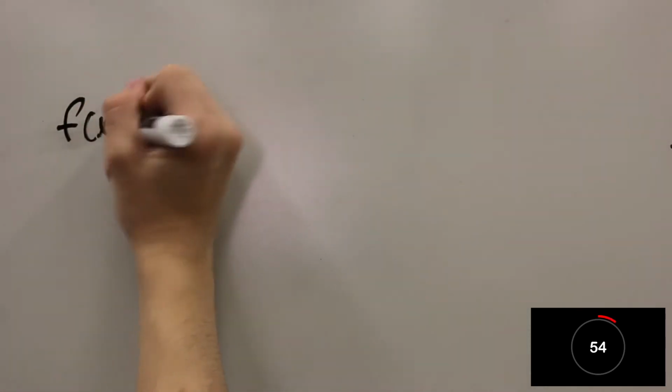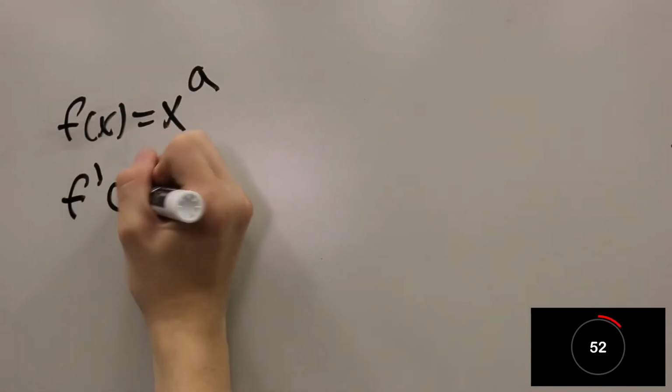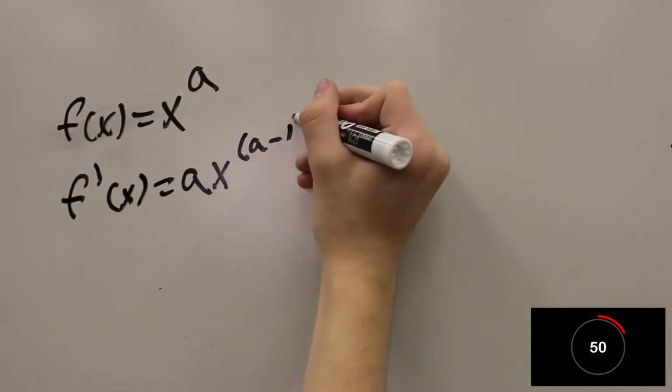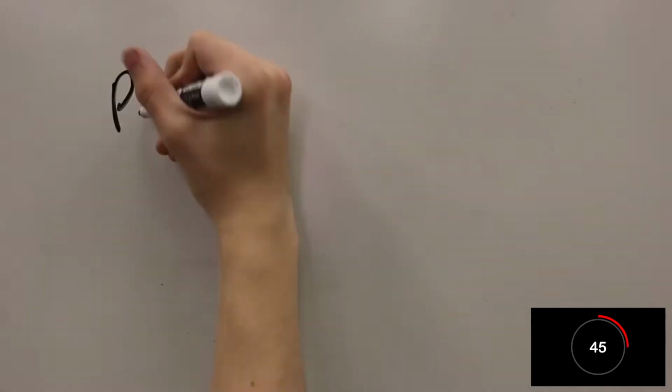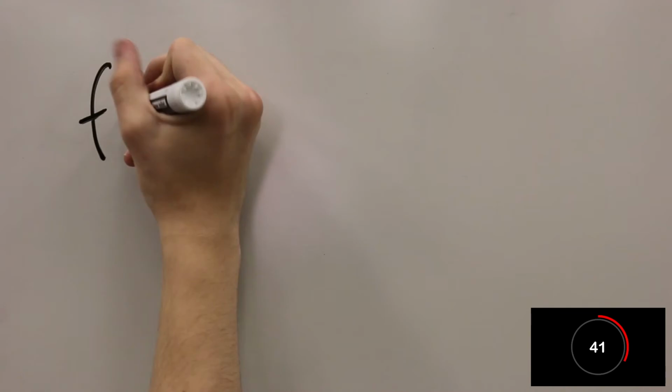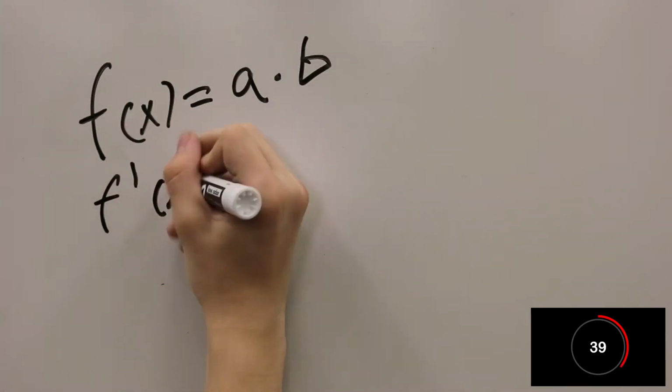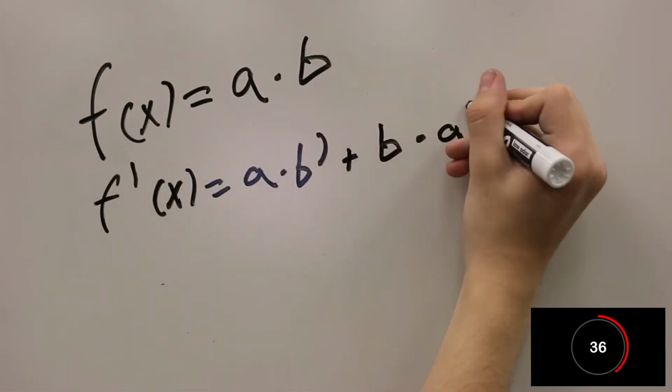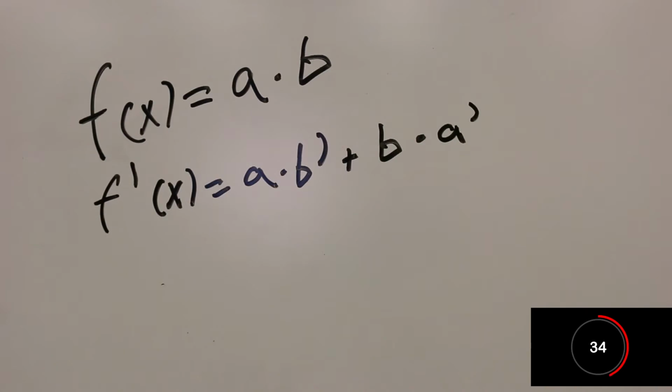So the derivative of x to the power of a equals a multiplied by x to the power of a minus 1. Now we start with our first rule, the product rule. The product rule states that if we have two things multiplied by each other, let's say a times b, the derivative of that will be a multiplied by the derivative of b plus b multiplied by the derivative of a.